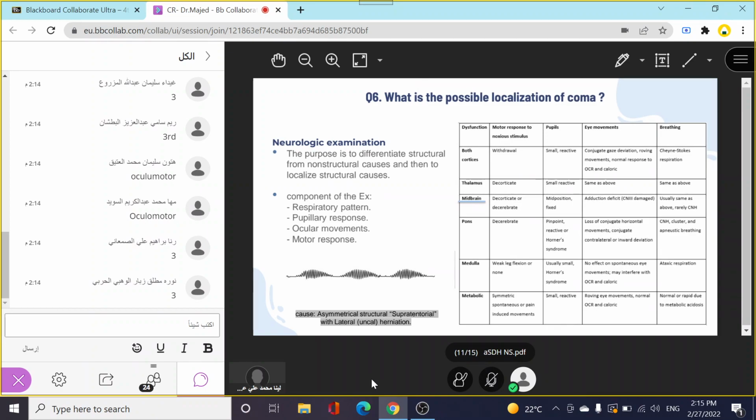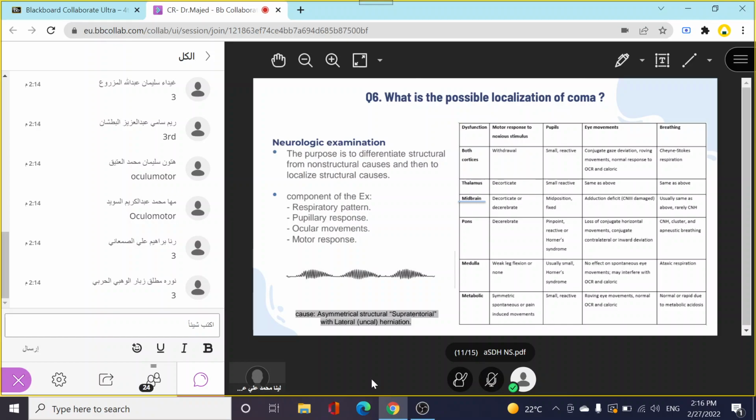The sixth question is the possible localization of the coma, which simply means that by a specific neurological examination, we can identify the possible cause of the coma, whether it's a structural or a non-structural cause. Then we can also localize the structural cause. So the neurological examination is composed of four things, which are the respiratory pattern, the pupillary response, the ocular movement, and the motor response.